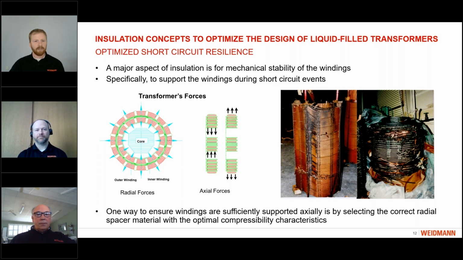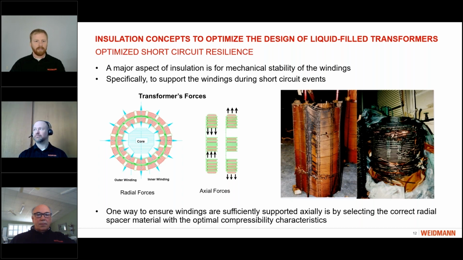In the image on the left, if we look at typical transformer forces in core type transformers, the inner winding of that transformer will want to, during a short circuit event, pull itself in on itself, both radially and axially, while the outside winding will want to push itself apart in both directions.